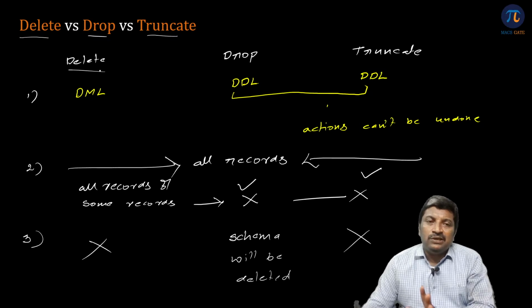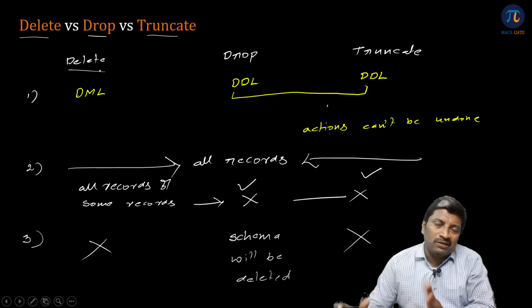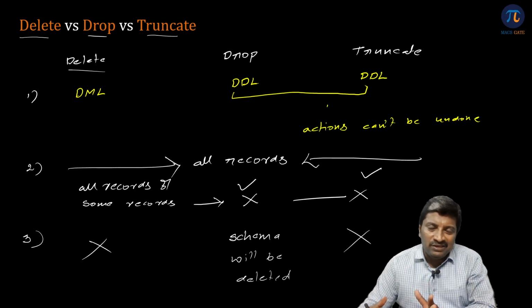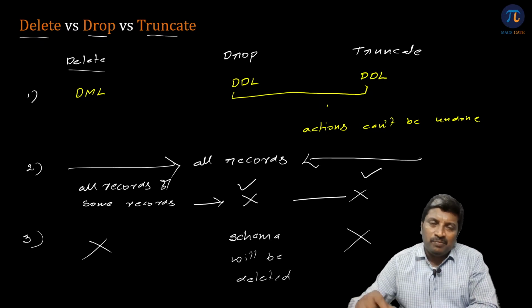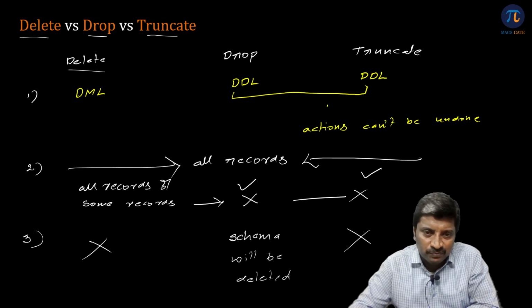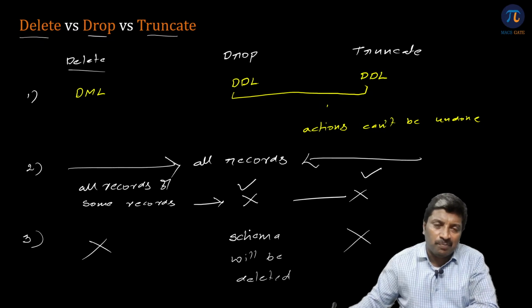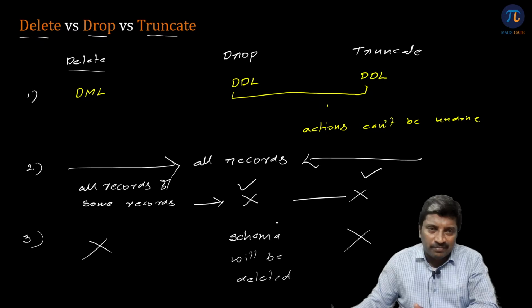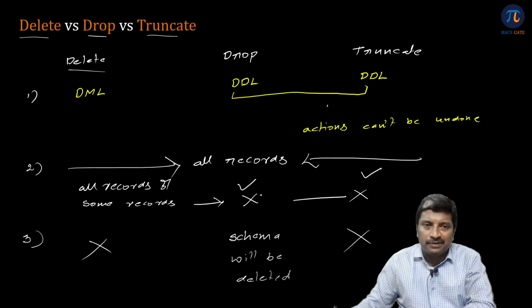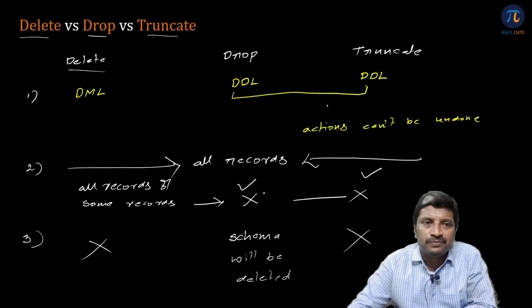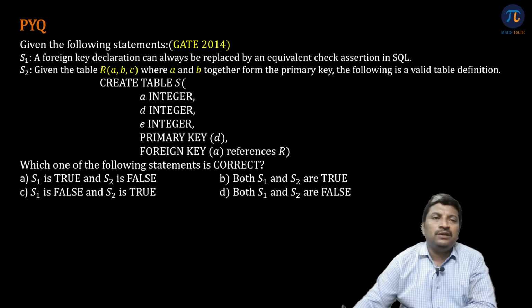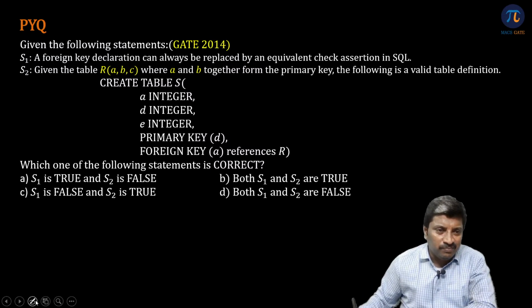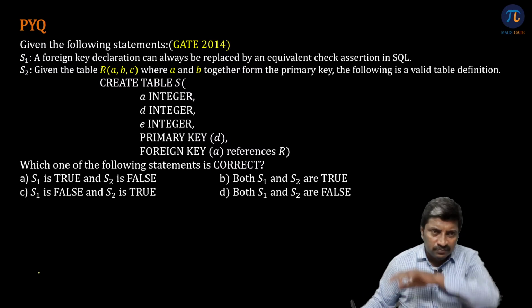The second one is all the three can be used to delete all the records, but DML is having a provision that it can delete some particular records also, but the remaining two cannot be used. Whenever I use drop, schema also will be deleted, but for delete and truncate, schema will not be deleted. Hope you understood it. Right? Let us see one previous question, sir. Just go through the question.